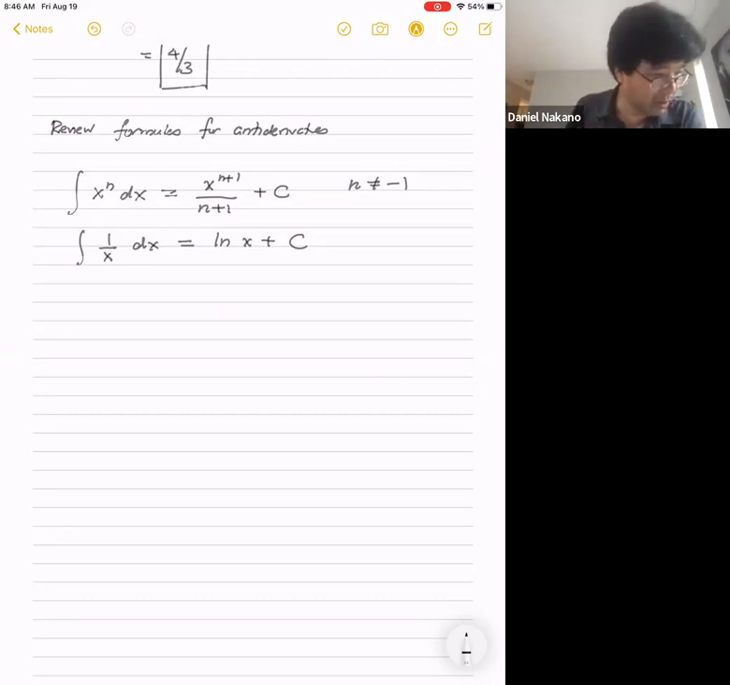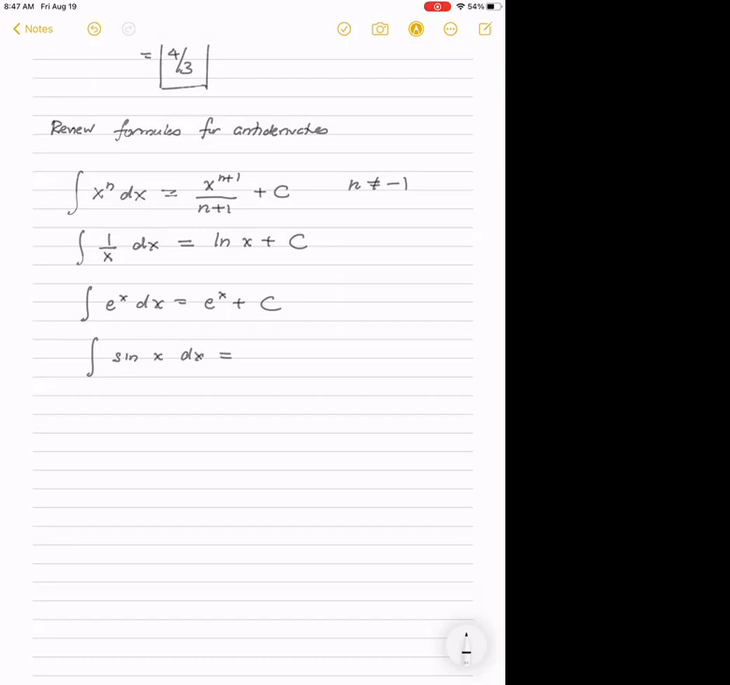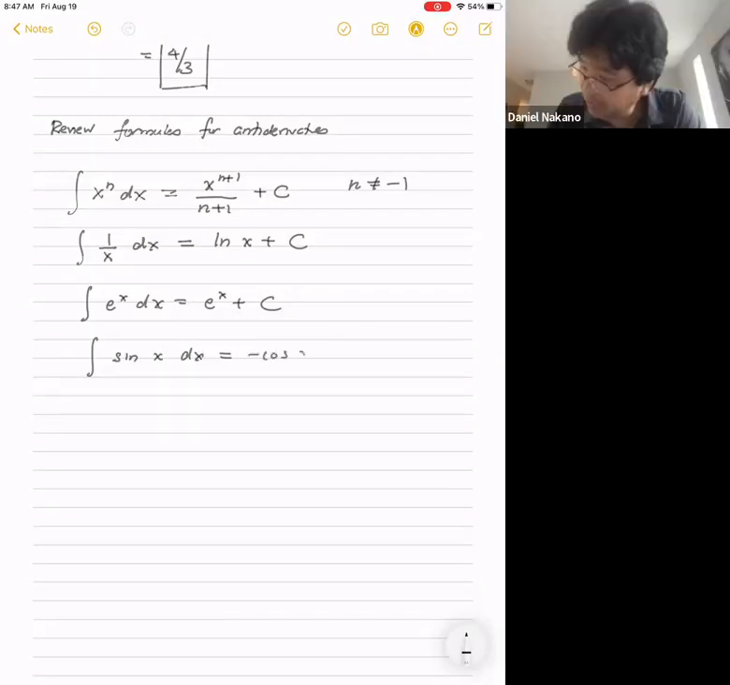So now we can look at certain trigonometric functions. Actually, let me just do this one next. This is easy. If I just do the exponential e to the x, this is e to the x plus c. All right, so if you take the exponential e to the x, you just get e to the x back again. So the integral of sine of x. So what's the antiderivative of sine? It's a negative cosine. Negative cosine, right? Good. And the derivative of cosine is sine of x.